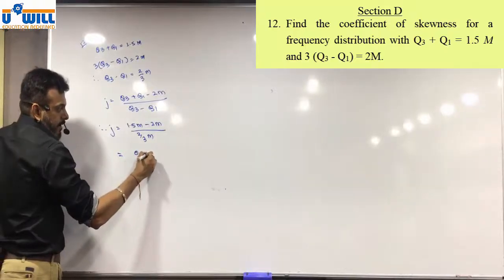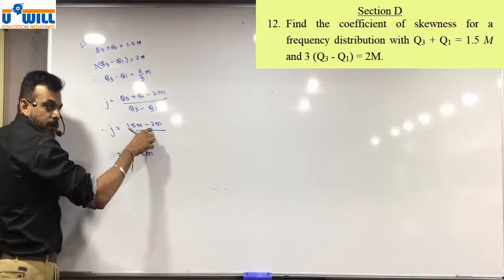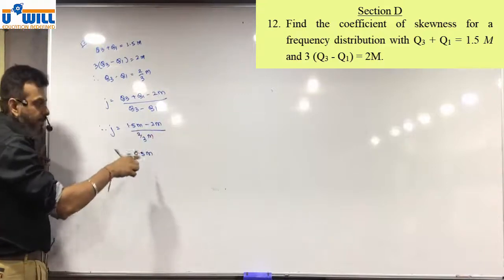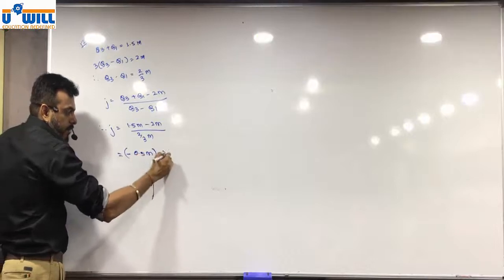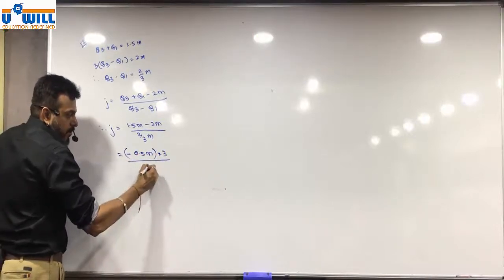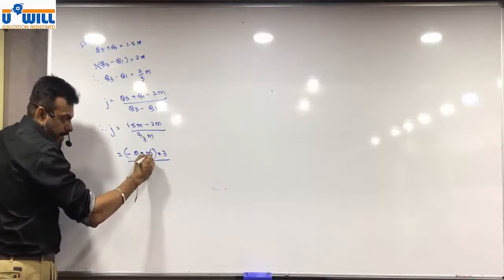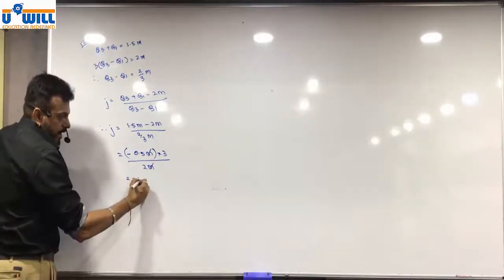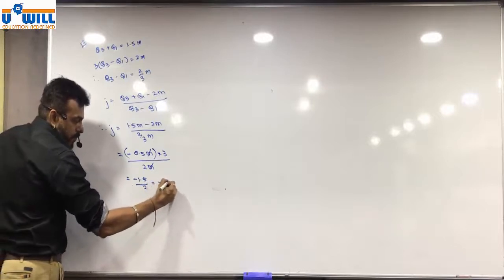0.5 minus 0.5 m. 1.5 minus 2 is minus 0.5. This 3 will come up, so into 3 upon 2 m, which is equal to, m cancels. So it is minus 1.5 upon 2, which is minus 0.75.